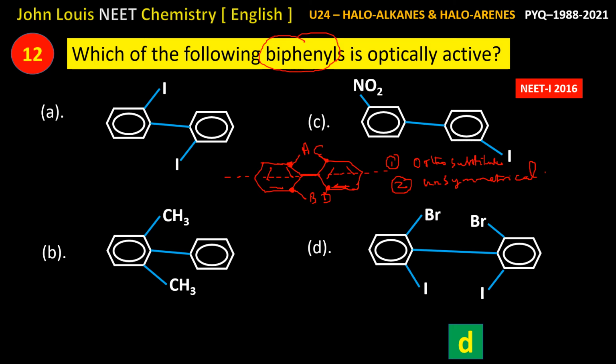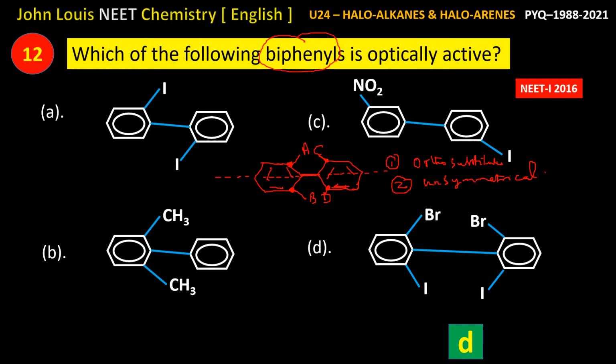So this is called chiral axis because there is no chiral carbon, but yet it exhibits optical activity. So this axis is called chiral axis. It is not having four different groups bonded to it, but still it is optically active. Therefore this axis is called chiral axis.